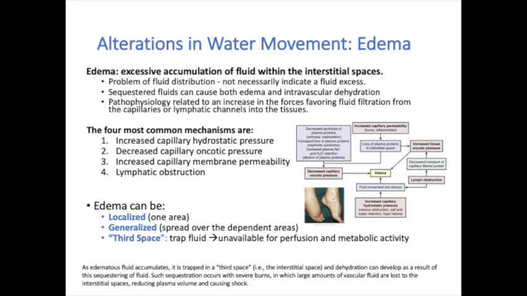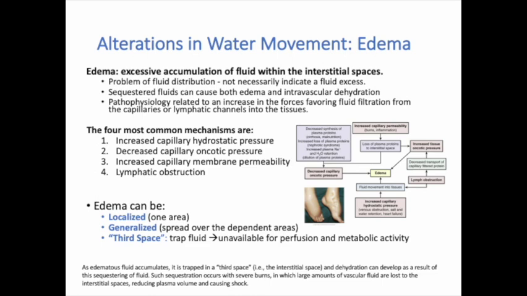Now we're going to talk about edema, which is an alteration in how water is moving in our body. With edema, which is excessive accumulation of fluid within the interstitial spaces, there's a problem of fluid distribution. It's not necessarily that there's fluid excess, but the way the fluid is distributed in our body could be the problem. There are sequestered amounts of fluid that can cause edema, but can also cause intravascular dehydration because it's moving into the interstitial spaces.